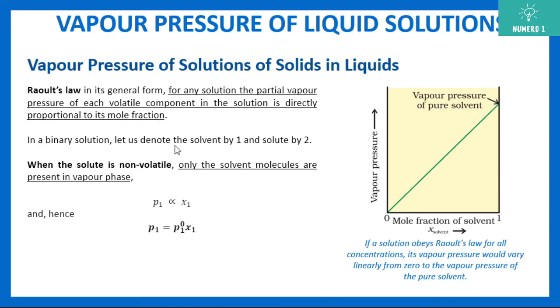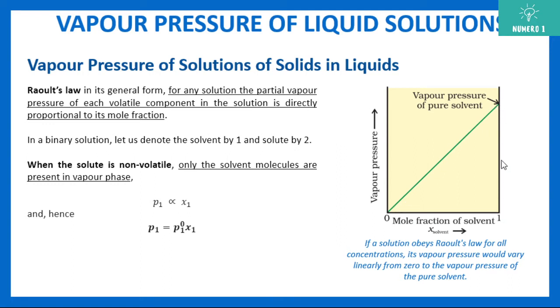Let's say that we have a binary solution, where 1 is your solvent and 2 is your solute. So P1, that is the partial pressure due to 1, is proportional to x1. Because only component 1 is allowed to go into the vapor phase, the partial pressure is equal to P1 naught x1. If you see in this figure, this is the vapor pressure of the pure solvent and this is of the mixture. Let's say this is the mole fraction of the solvent. As the mole fraction goes from 0 to 1, you see the pressure is increasing.